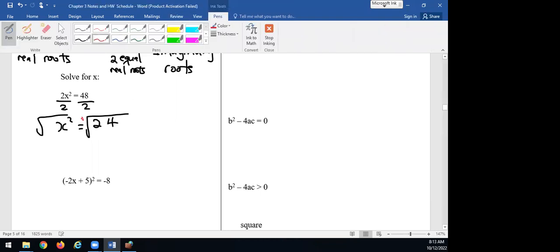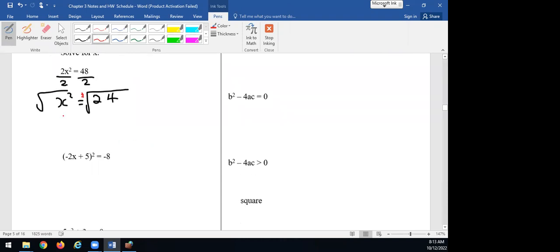All right, so it's a plus or minus. Don't forget that. So this means that x is equal to positive root 24, or x is equal to what? Negative root 24. So that's what the plus or minus stands for. Anybody know how to simplify this? What's the root of 24? Not as a decimal, as a simplified radical.